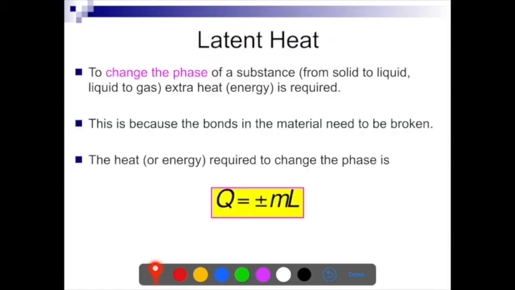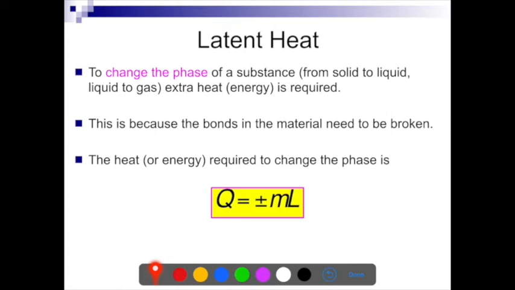In other words, to change the phase of a substance from solid to liquid or liquid to gas, for example, extra heat energy is required. This is because the bonds in the material need to be broken in order for phase change to occur. And the energy required to change the phase is given by this equation.